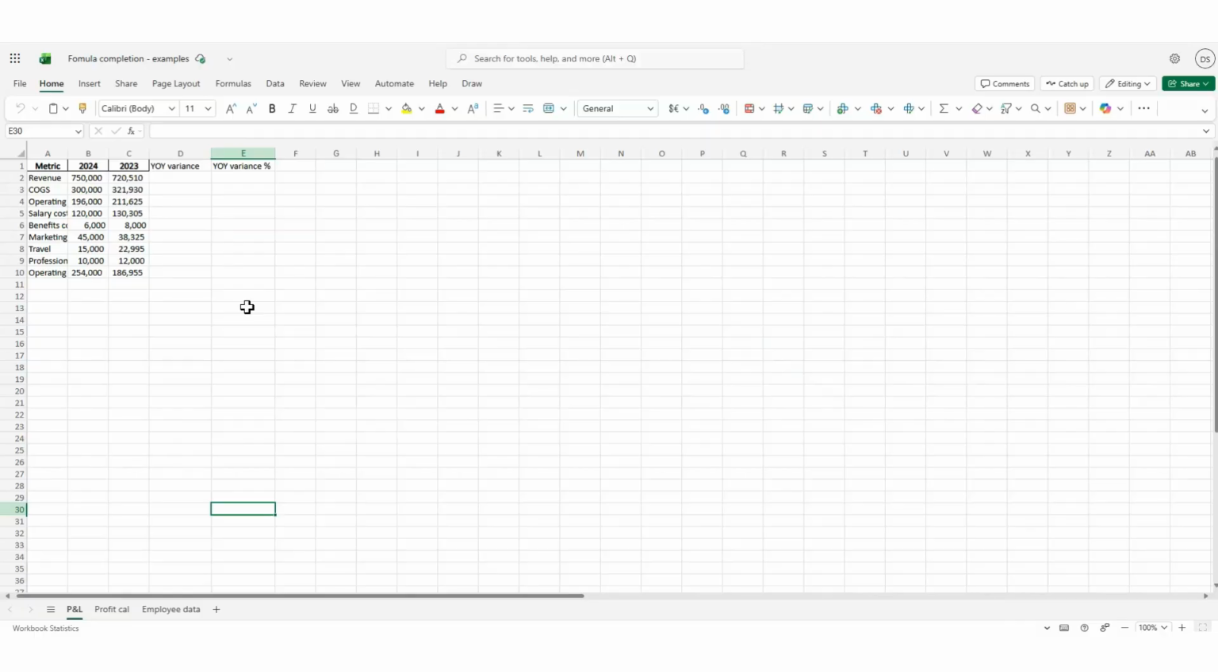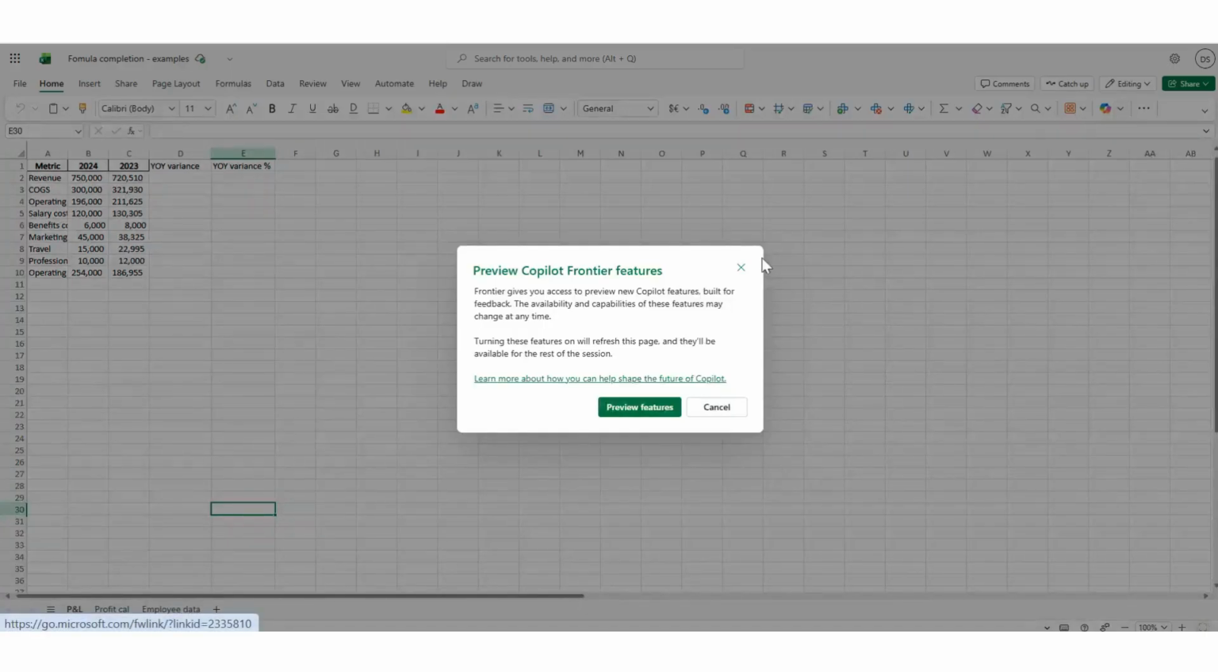The formula completion feature of Copilot is currently working only in the web version of Excel. And in order to activate it, you need to go to the Copilot icon over here. Look for the drop down. Keep this toggle on for the frontier features.